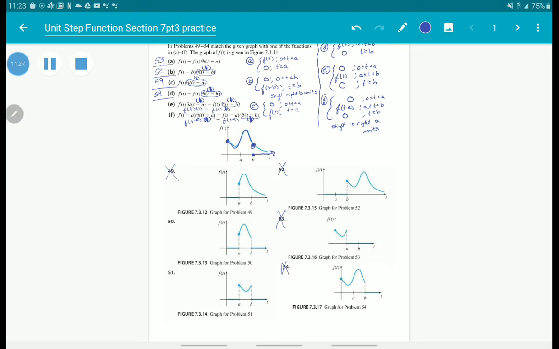Now let's look at the next one, E. I'm going to clear my graph. So it says that we're looking at f of t from 0 to a. It's going to be flat. Then we're going to bounce up to f of t. And then we're going to bounce back to 0. So that looks like number 50.